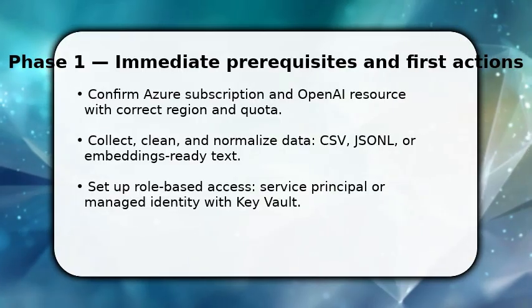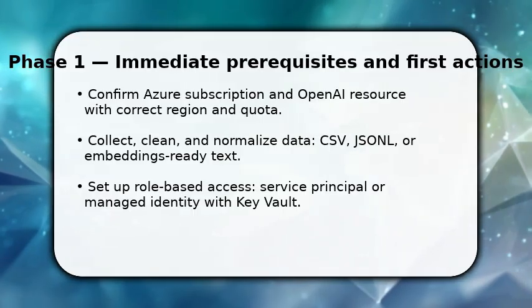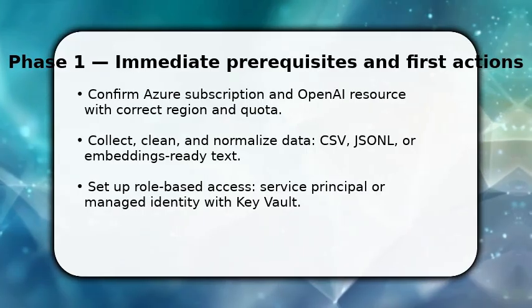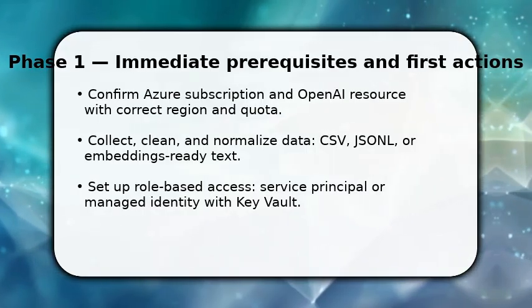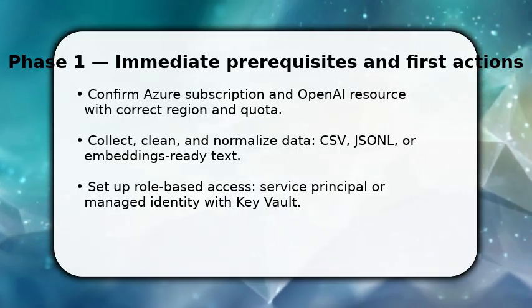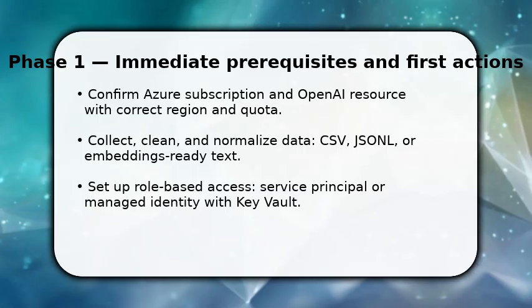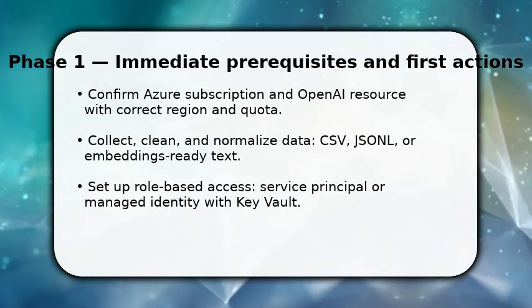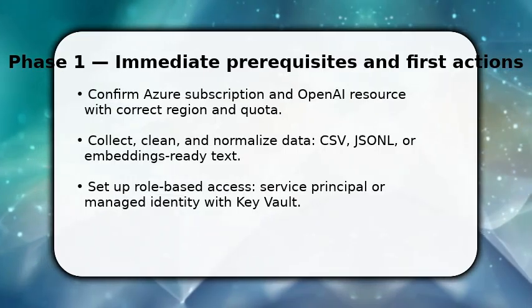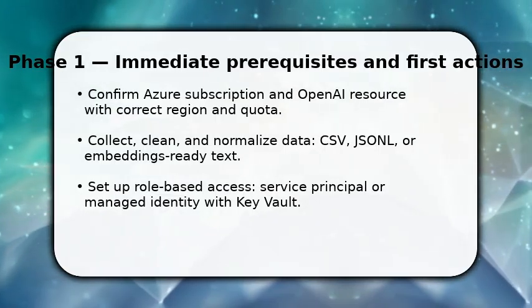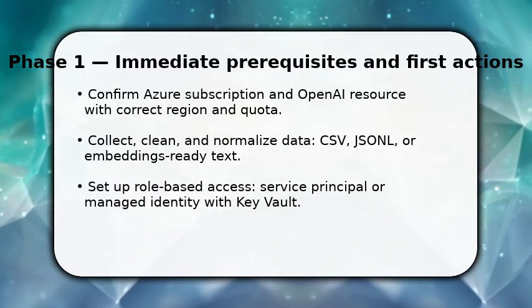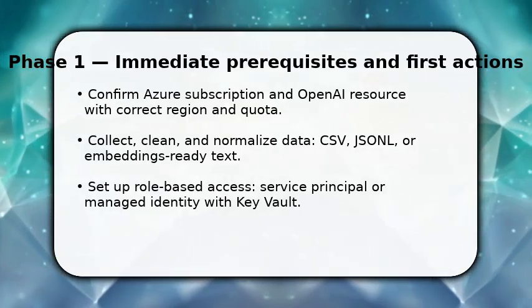You will begin by ensuring your Azure subscription and OpenAI resource are ready. This is the foundation. Next, prepare your data. Clean text, remove PII, normalize fields, and convert to JSON if needed so ingestion is smooth. Once done, create or reuse a service principal and grant it access to the resource and key vault to store secrets. Make sure to record the resource name, endpoint, and key. You will need them for CLI commands and the next steps.